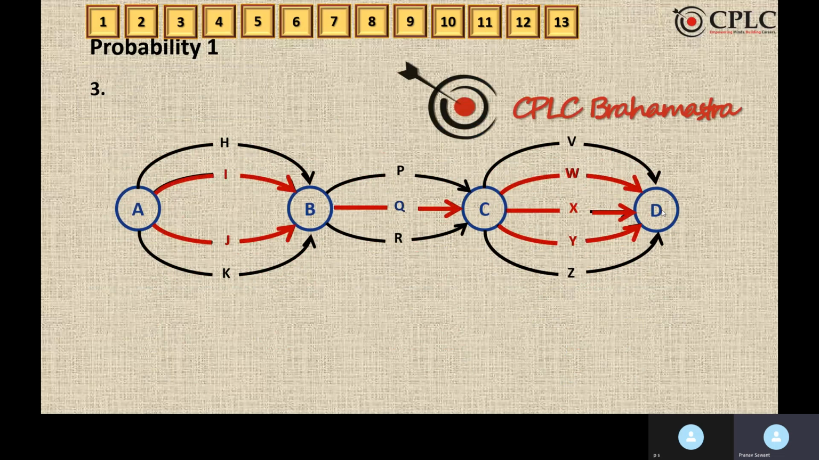We can also solve this by using individual probabilities. So A to B, there are 2 routes out of 4. So it is going to be 2 by 4. B to C, 1 route out of 3. So 1 by 3. C to D, 3 routes out of 5. So 3 by 5. And it's compulsory to travel from A to B, B to C, and C to D. So it is going to be 2 by 4 into 1 by 3 into 3 by 5, which is 1 by 10 again.